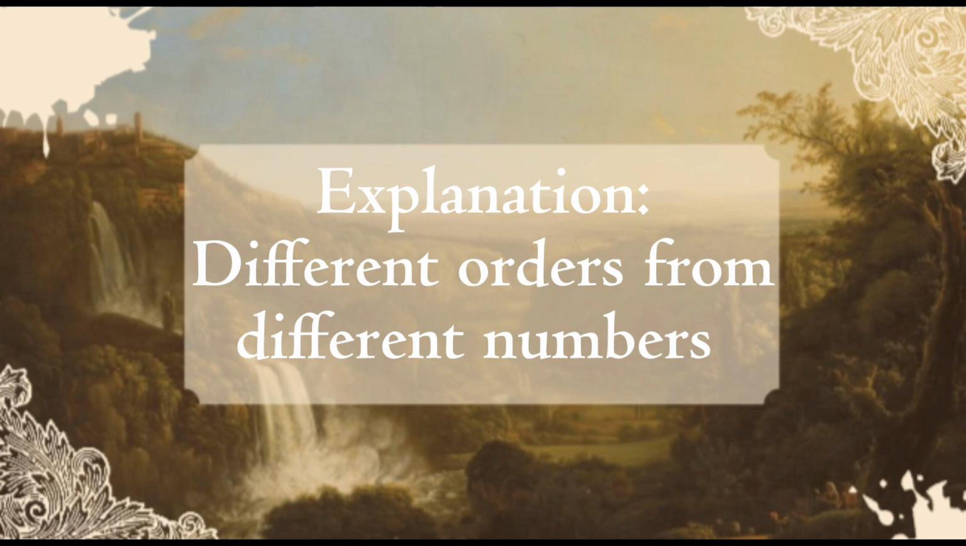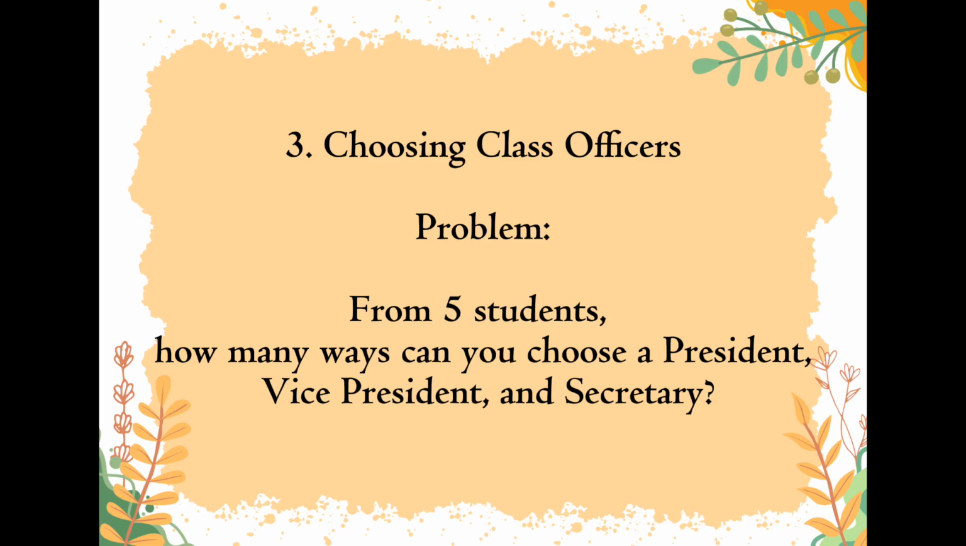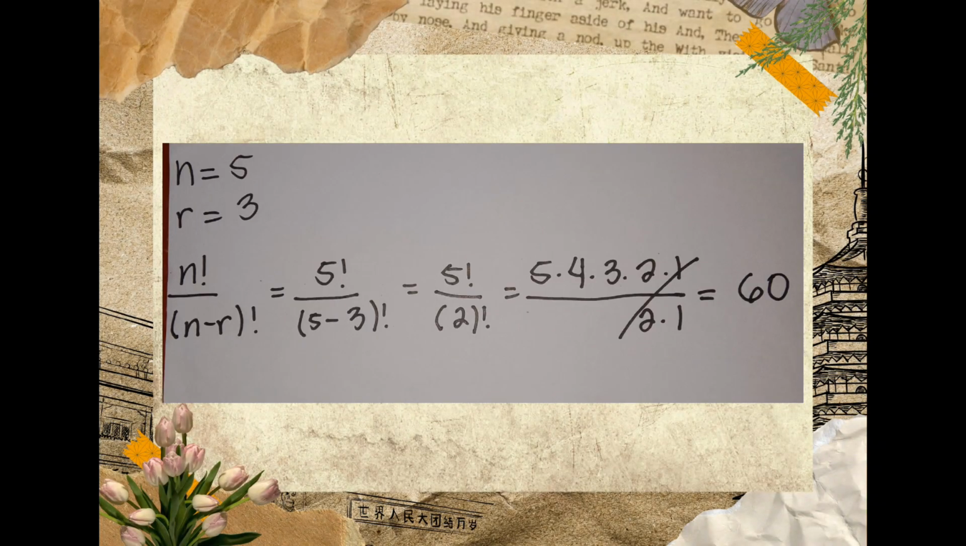Explanation of number 2: different orders make different numbers. Example number 3 is about choosing class officers. The problem is, from 5 students, how many ways can you choose a president, vice president, and secretary? The total number of objects, or n, is equal to 5, and the number of objects chosen or arranged, or r, is equal to 3.